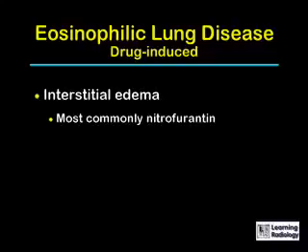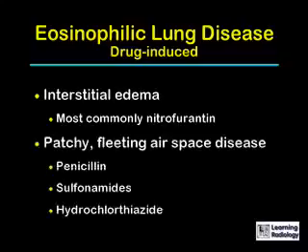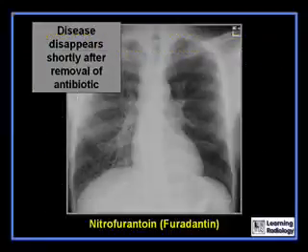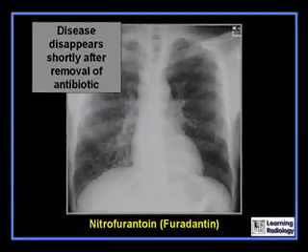The drug-induced eosinophilic lung diseases fall into two major patterns. They're either interstitial edema, which is seen with the urinary tract antiseptic nitrofurantoin, Furadantin, or they can be patchy, fleeting airspace opacities, such as is seen with penicillin, sulfonamides, and hydrochlorothiazide. This is an example of a reaction to nitrofurantoin, Furadantin. There is basically pulmonary interstitial edema present, and the findings will disappear shortly after removal of the inciting agent.